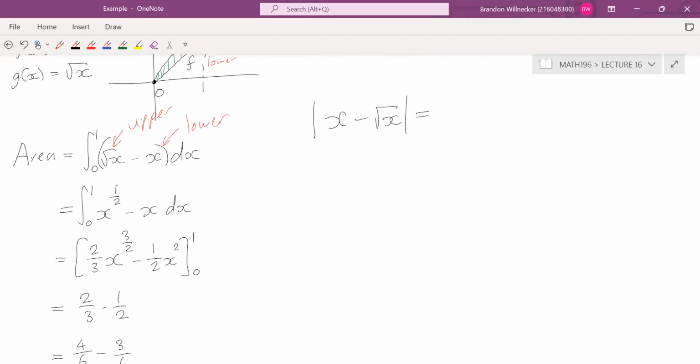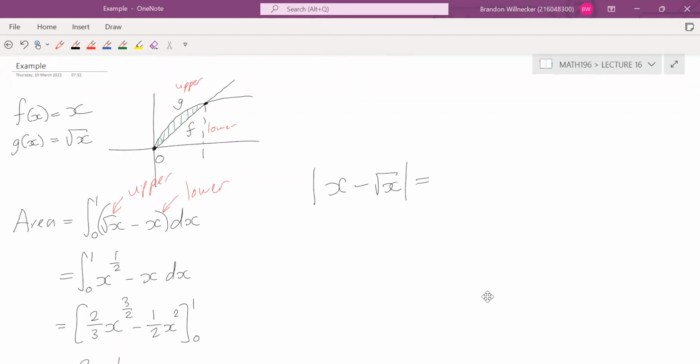Okay, I think that's enough for today. I don't want to go too long into this. So tomorrow we will be looking at some more difficult examples, more examples that involve this, where you can't tell immediately which one is upper and lower. Okay, so that's a bit more difficult. We'll save that for tomorrow.